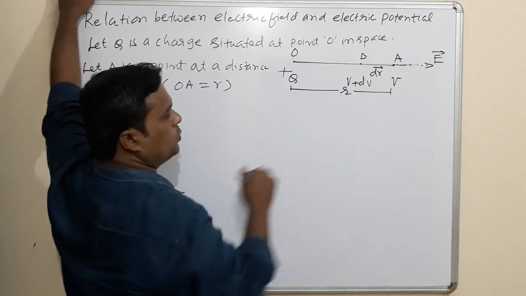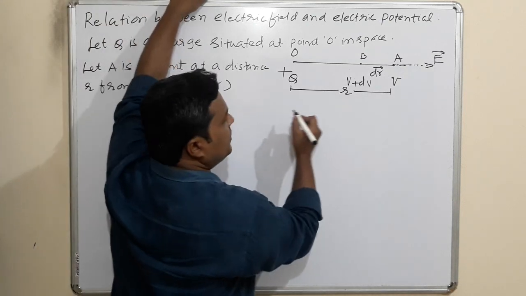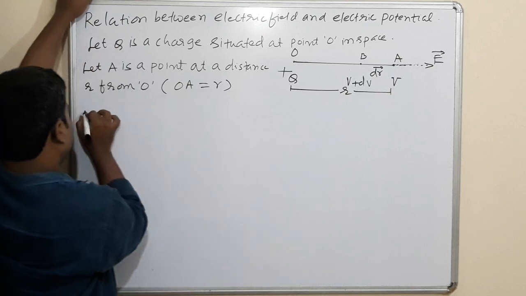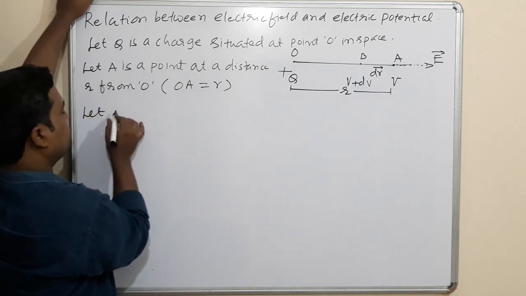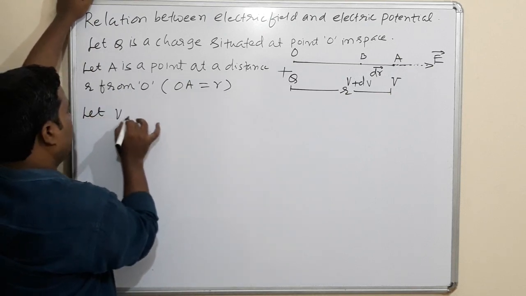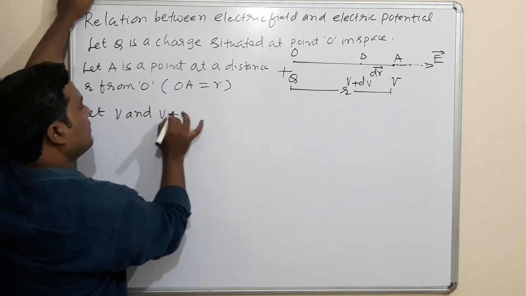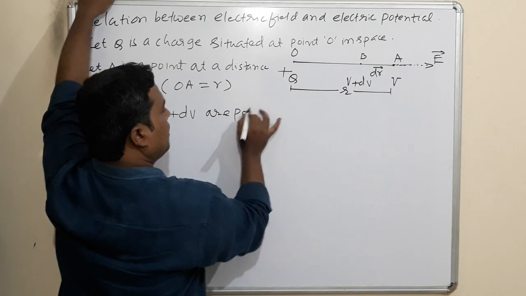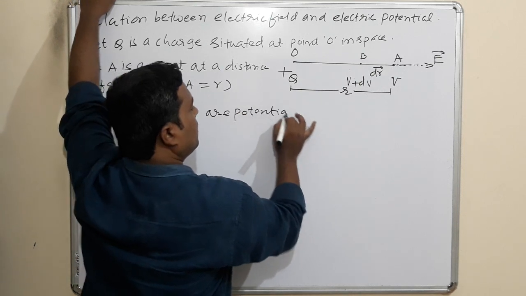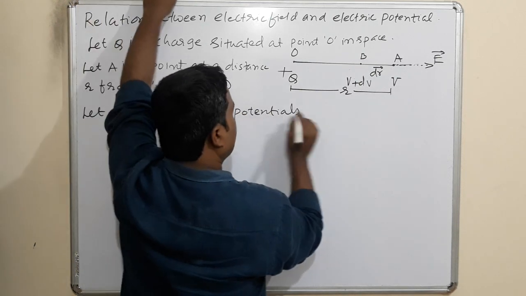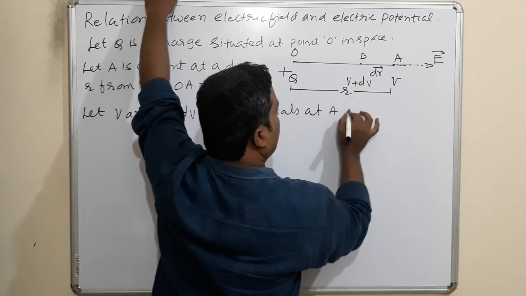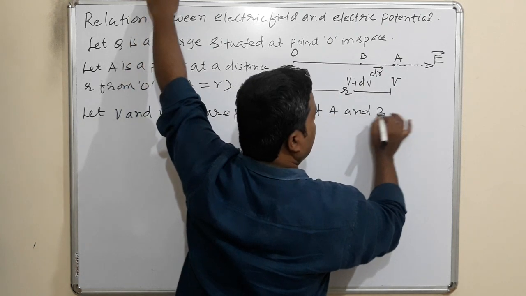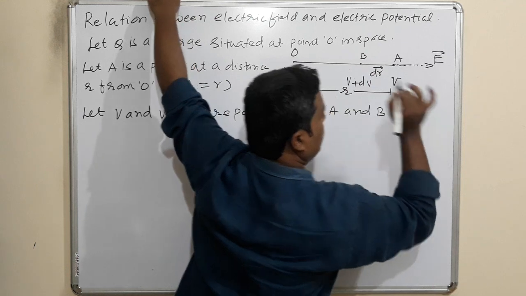Then what we'll do? Let V and V plus dV be the potentials at A and B respectively.